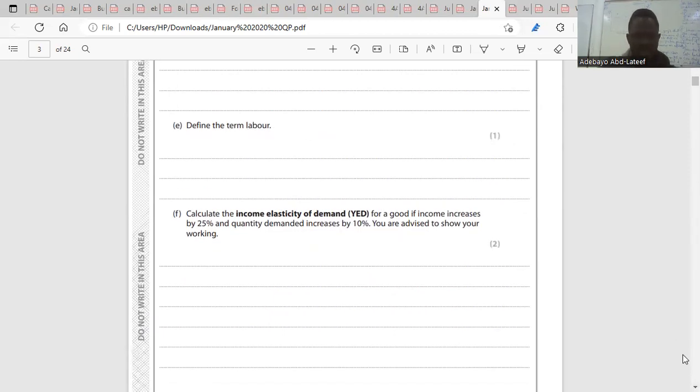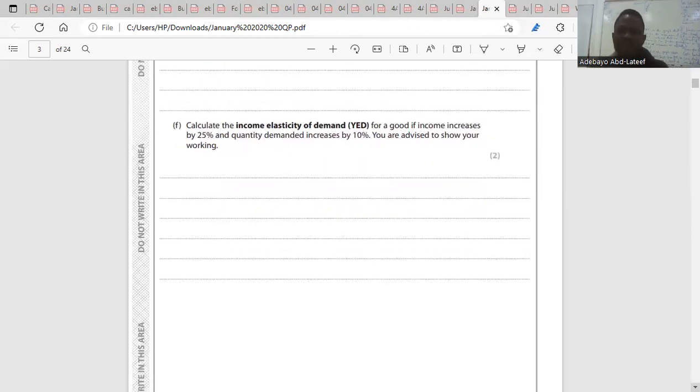Are you there? He said, define the term labor. When we talk about labor, we're talking about workers. And remember in economics, we said labor is the human and physical effort that is put into the production of goods and services. Labor is human effort, either physical or mental, that helps in the production of goods and services. That is what labor is. Is it clear? Great. We go to F.